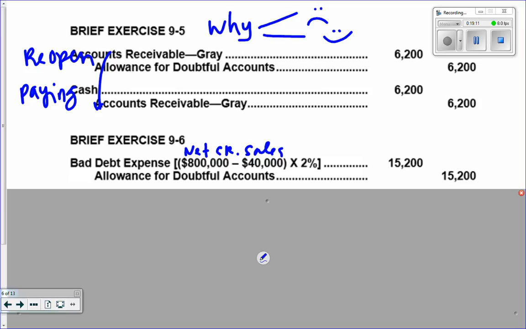Does this credit manager pull this number out of thin air? No, probably been in the industry long enough to know that that's the going rate. Every industry is a little bit different, but whatever industry they're in, they're saying 2% we're not going to see.